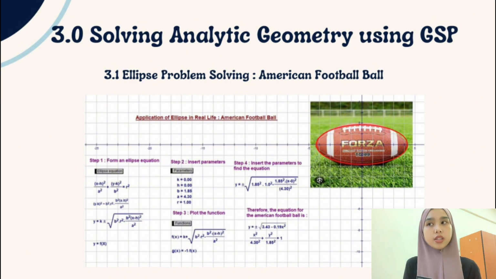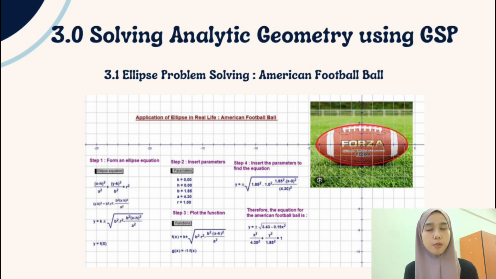So the third content is solving analytic geometry using GSP. This is where we apply a real-life problem in order to know the equation of analytic geometry that we use using GSP. So the first one is application of ellipse problem solving, which is the American football ball.